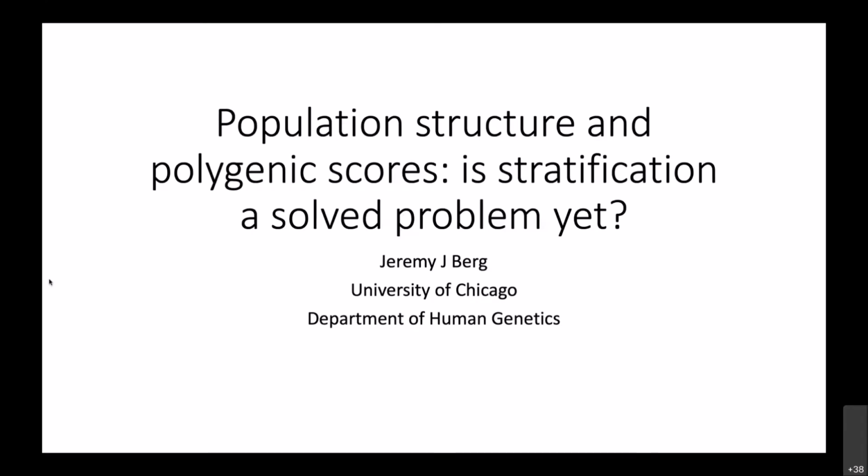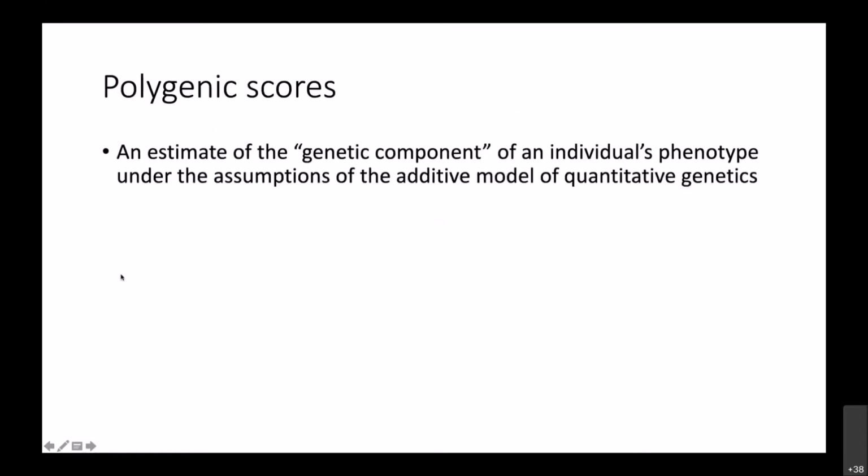So the workhorse for us is this tool called a polygenic score, which I suspect most of you are probably familiar with at some level at this point. Polygenic scores are an estimate of the so-called genetic component of an individual's phenotype under the assumptions of the standard additive model of quantitative genetics. And so they have many potential uses.